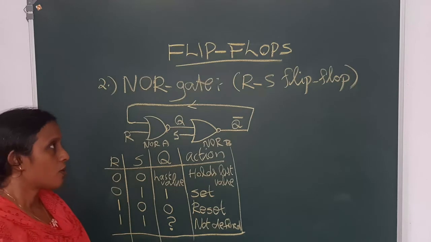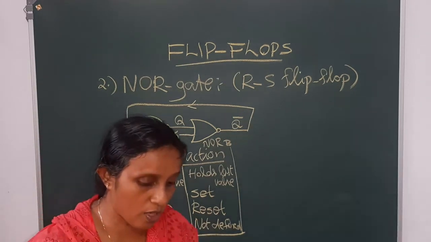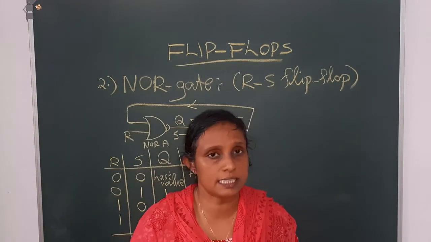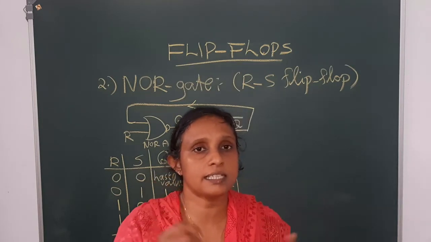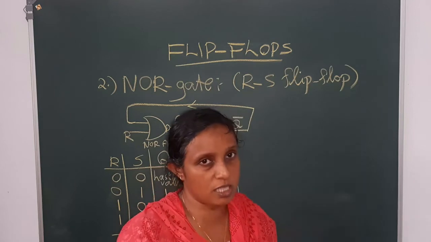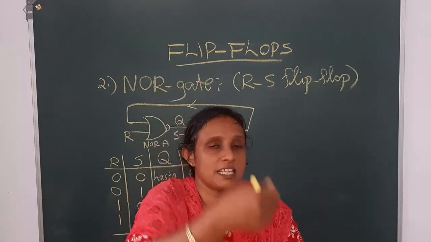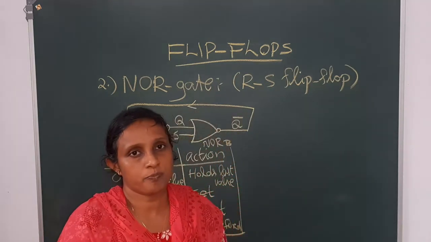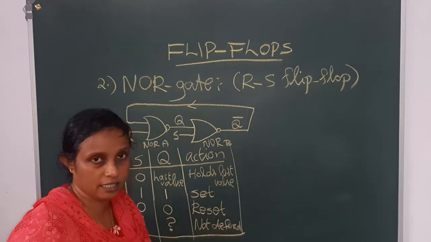Okay, so this is one type of flip flop. We already discussed that a switch can act as a flip flop. For that, we can make use of two inverters, and we just replace the inverter with a NOR gate. Okay, that's what we have discussed here.